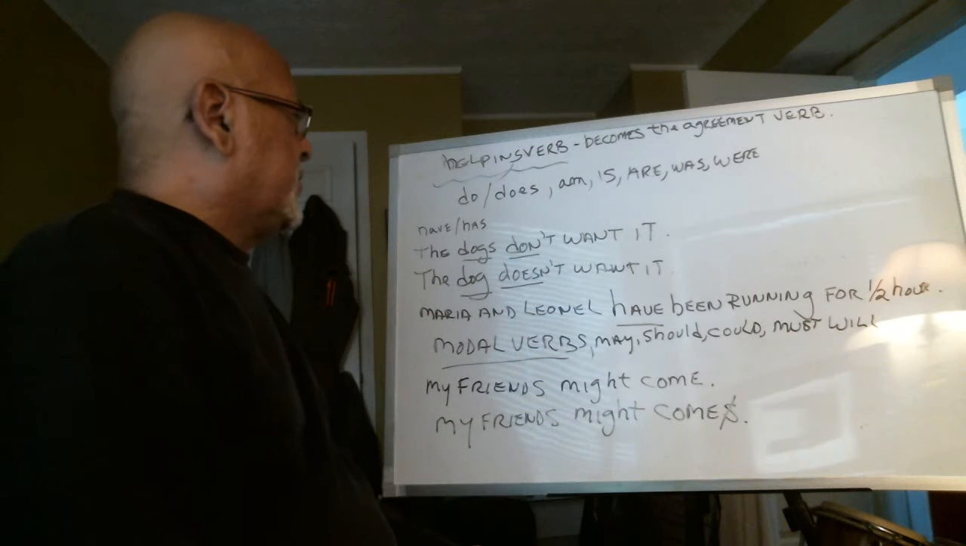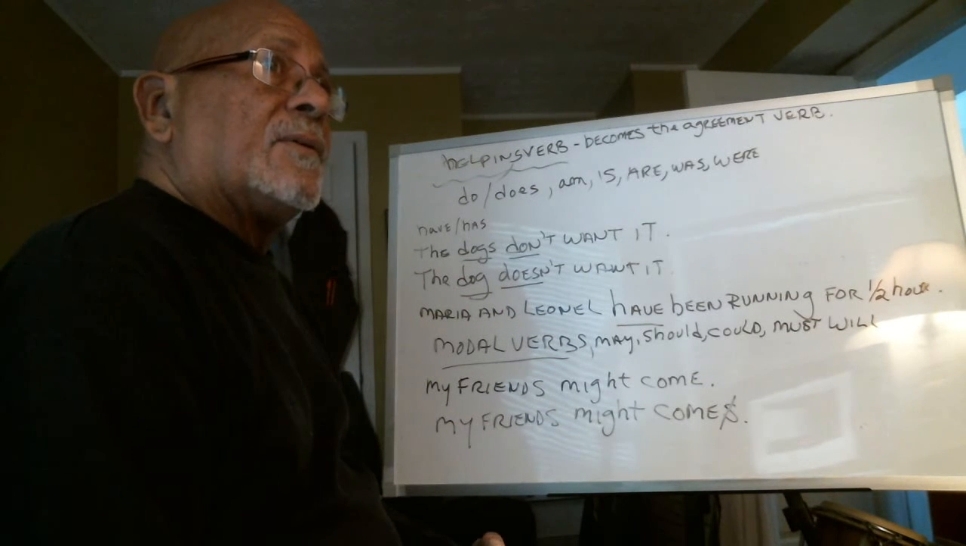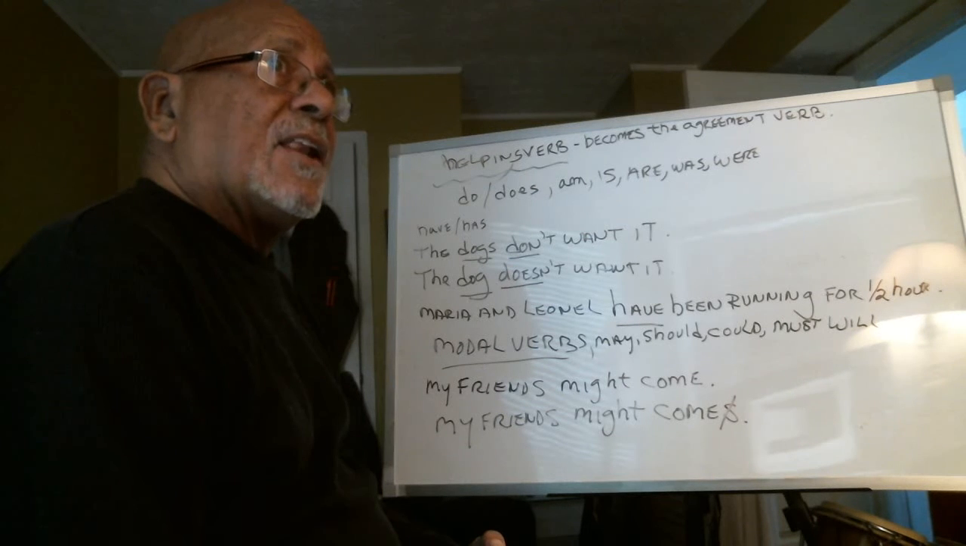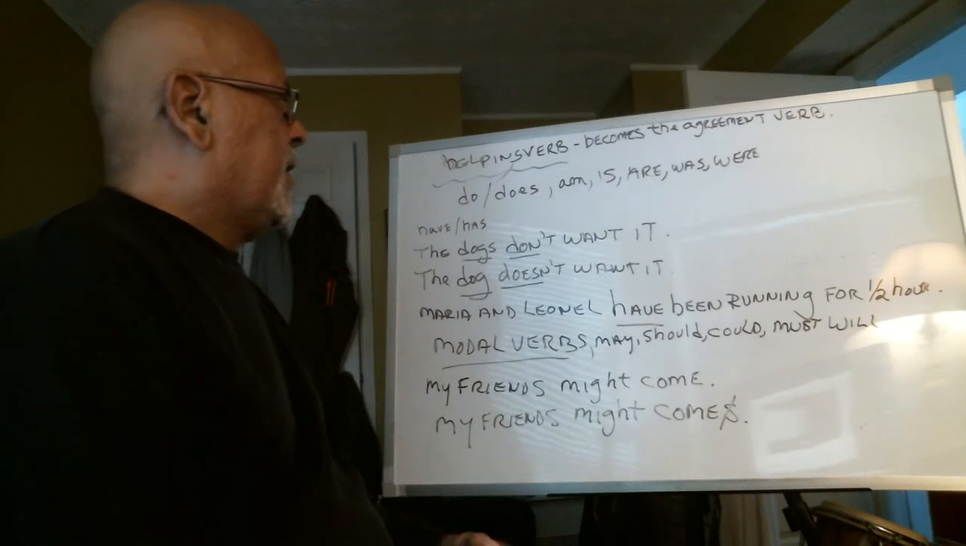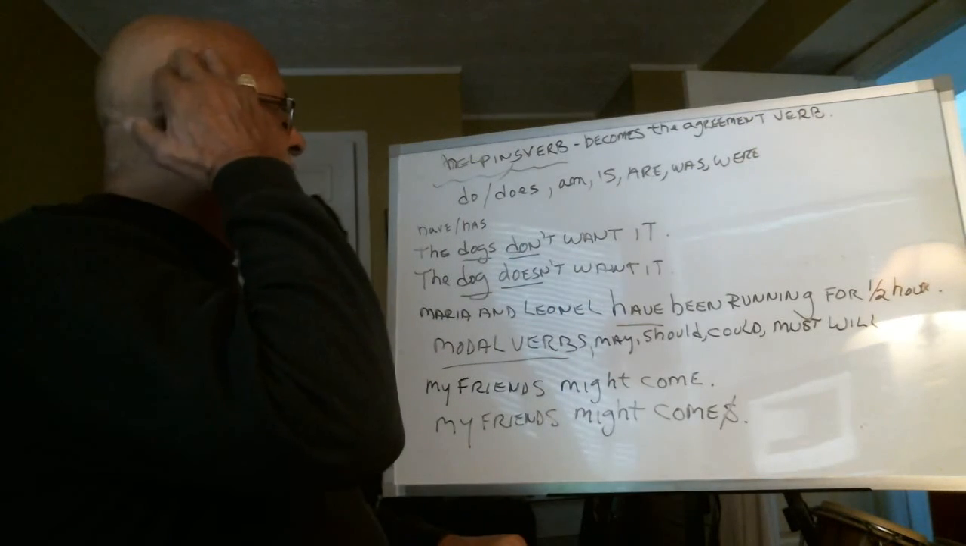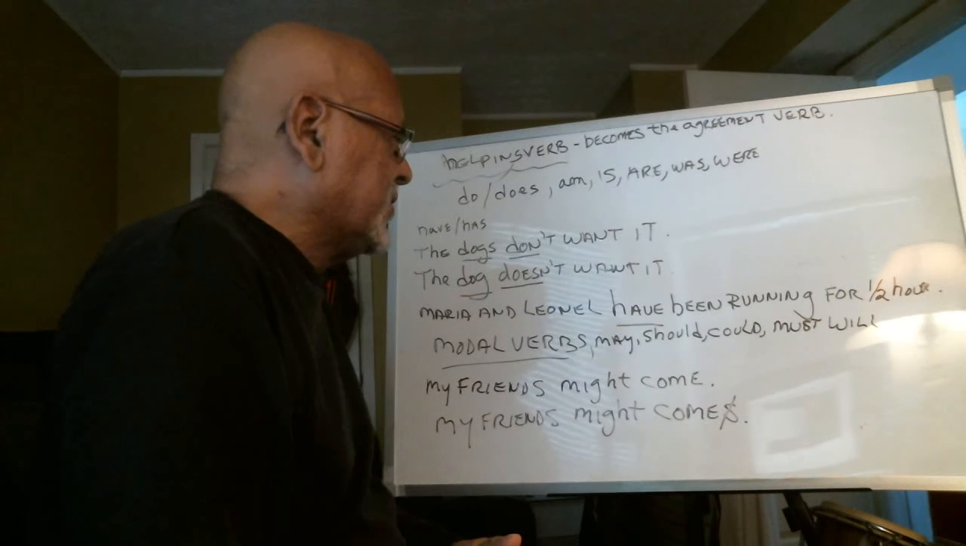Second sentence, the dog doesn't want it. Singular subject, dog. So the verb then is doesn't in the negative, doesn't want it.